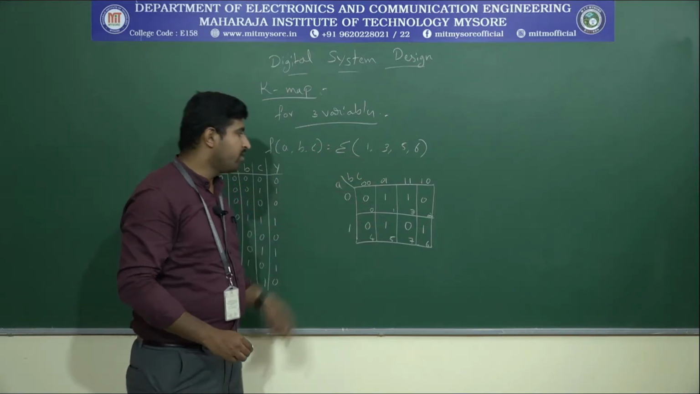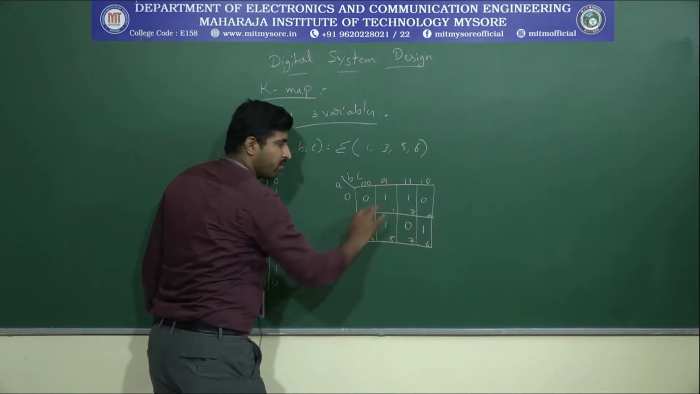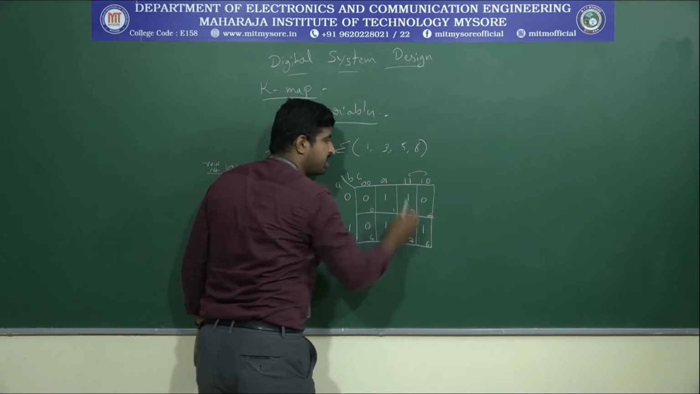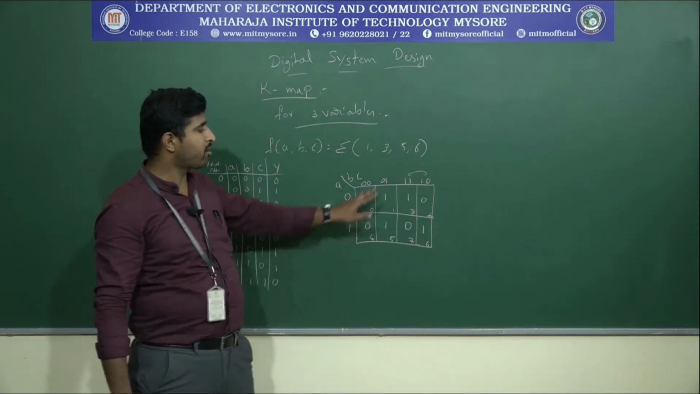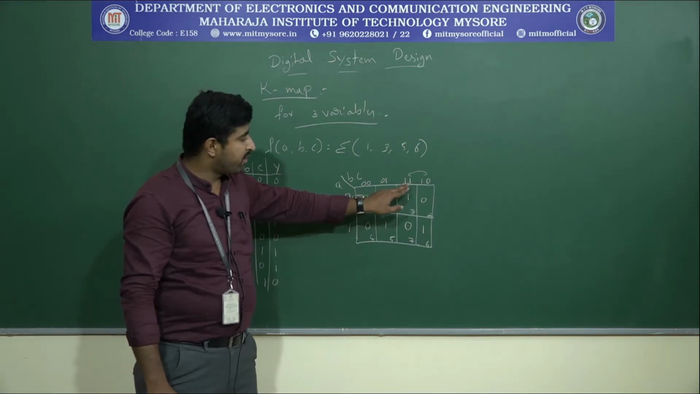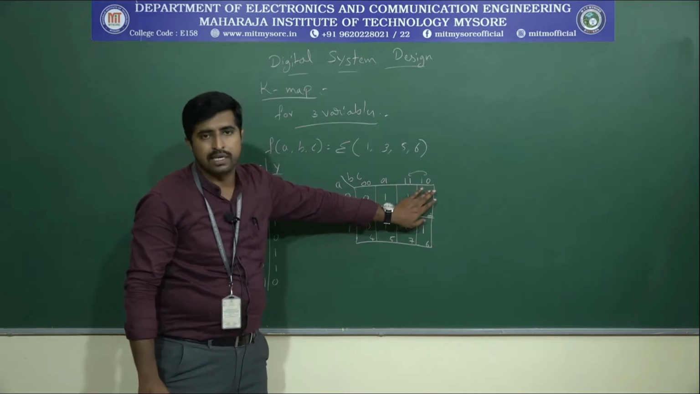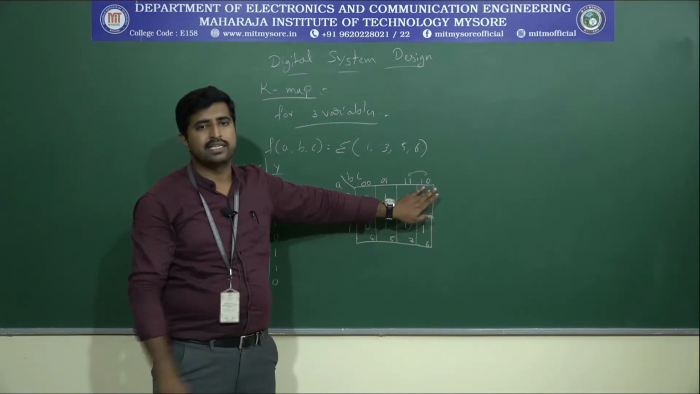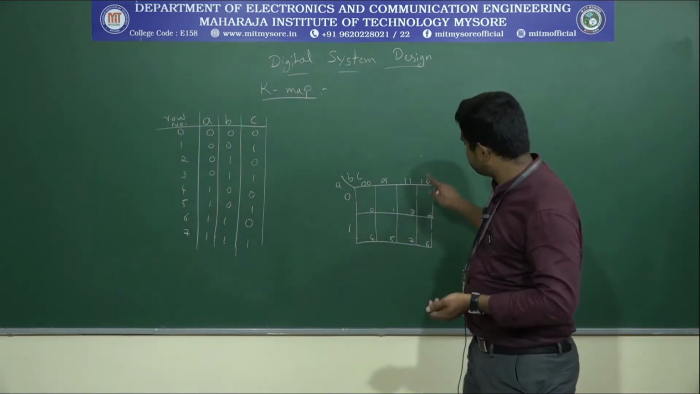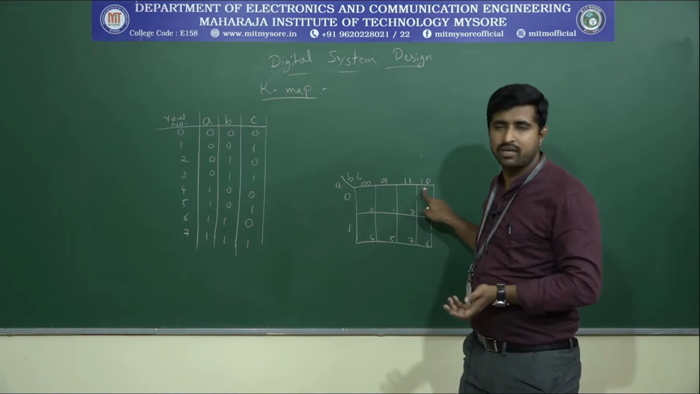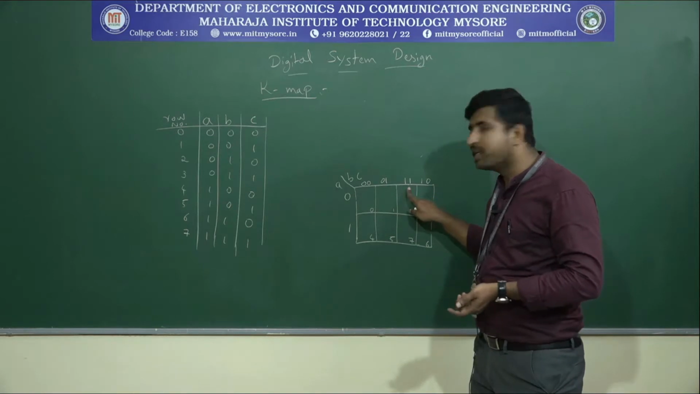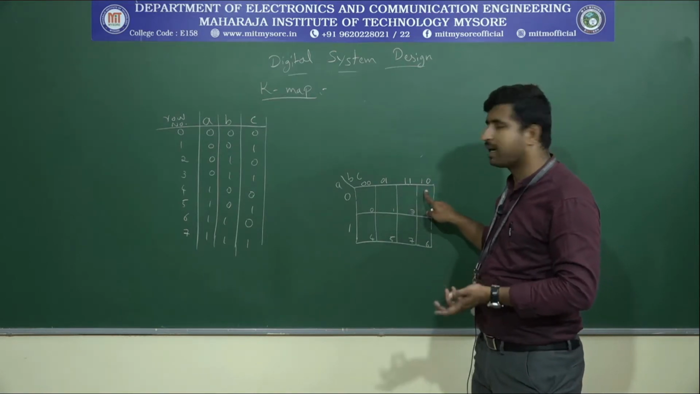Now let's see why this is arranged in this format. Why have we not written 0 0, 0 1, and then 1 0 here, instead of writing 1 1 here first and 1 0 after? Let's understand that concept now, why the arrangement is different.